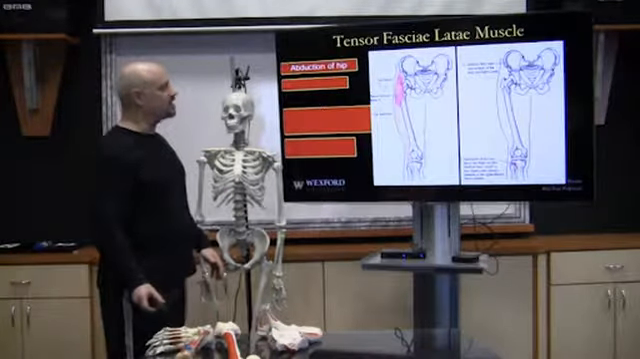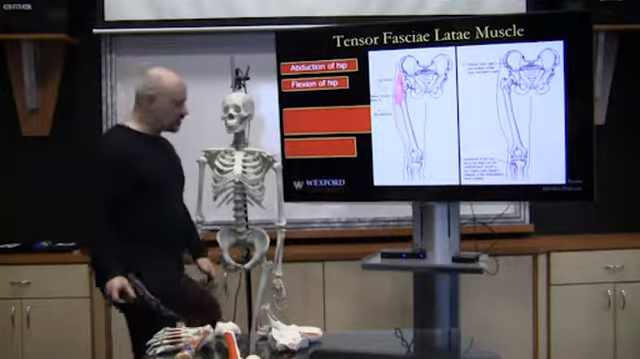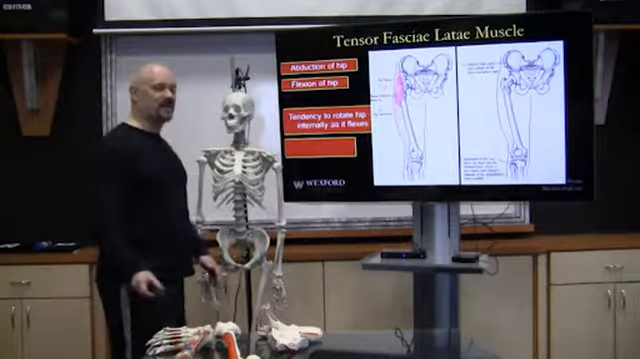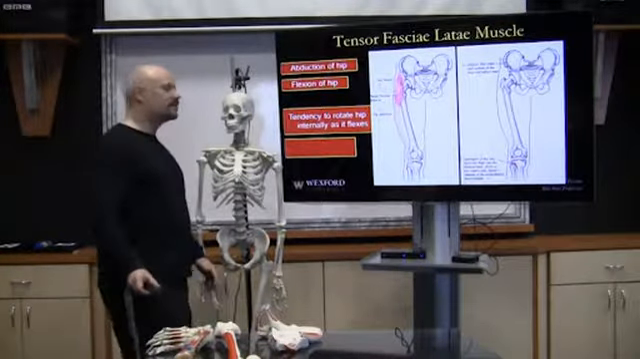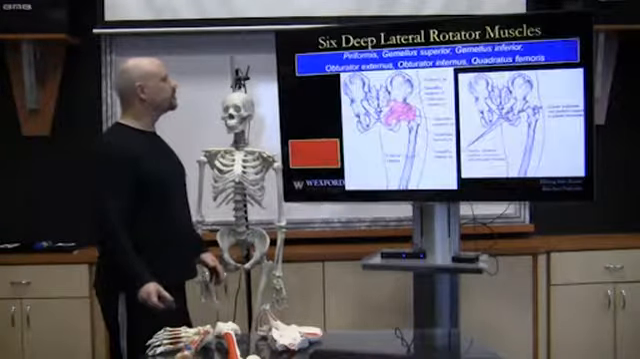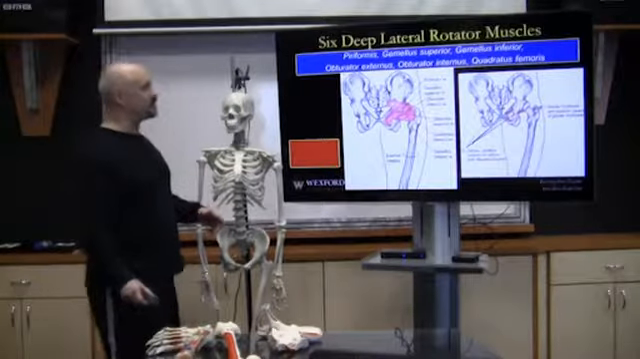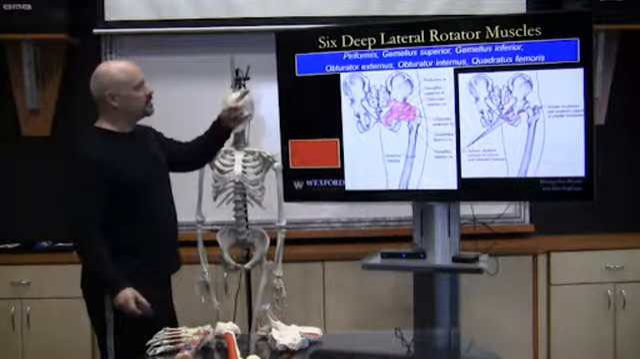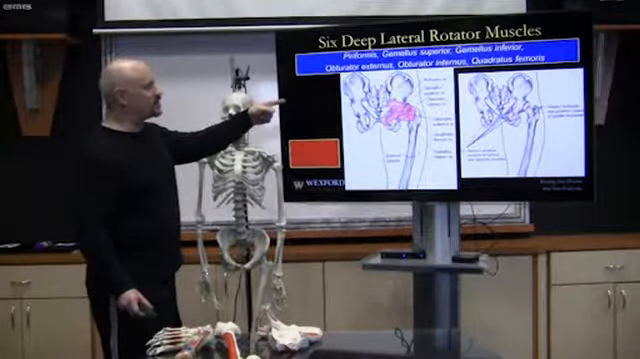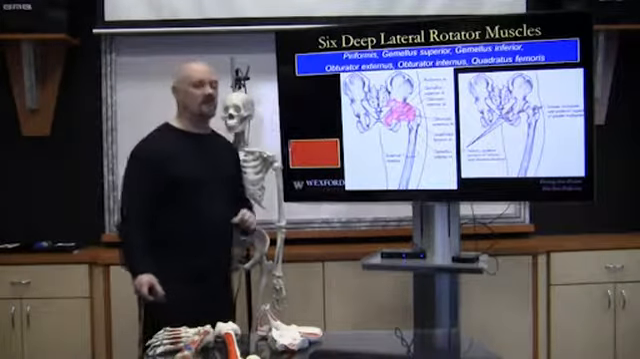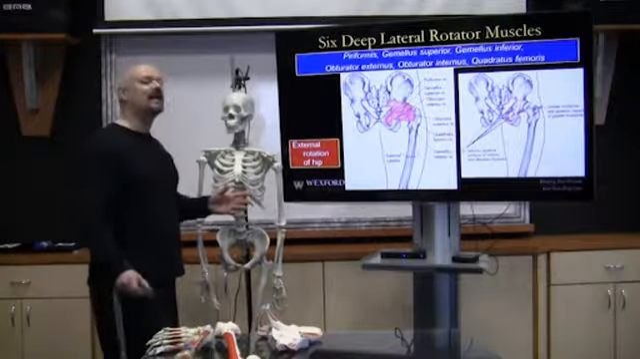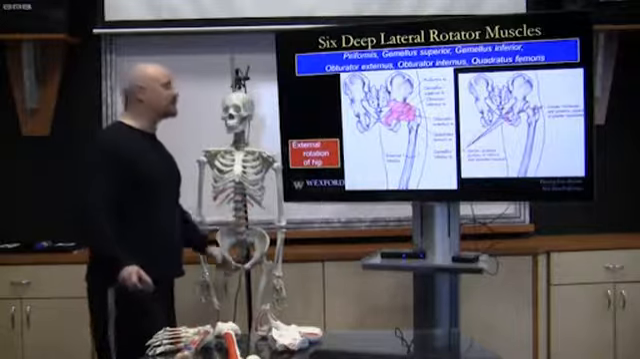Now, the tensor fasciae latae: abduction of the hip, flexion of the hip, a tendency to rotate the hip internally as it flexes, and anterior pelvic rotation. Now, the six deep lateral rotator muscles: piriformis, gemellus superior, gemellus inferior, obturator externus, obturator internus, quadratus femoris. The six external rotators. All they do is externally rotate the hip. The whole leg externally rotates.